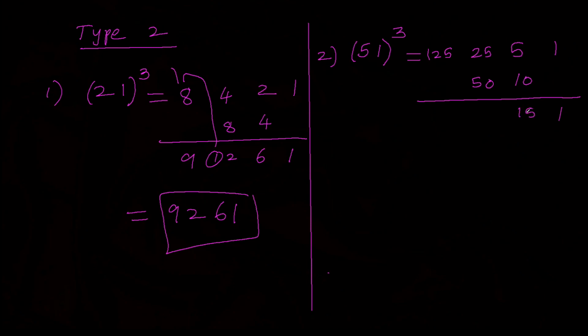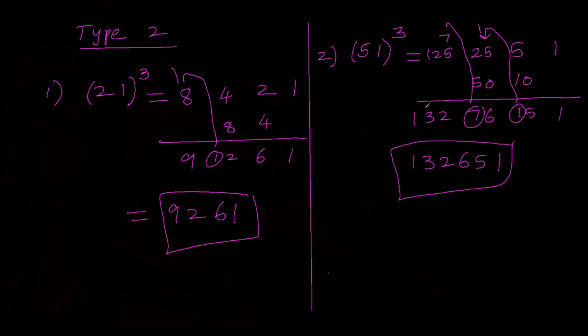1, 15. 1 goes to the next place. 1 here, 6, 7. Again, 7 needs to be carried over to the next place. 7, 12. 1 plus 2, 3, 1. So write the numbers without circles. That will give you the final answer.